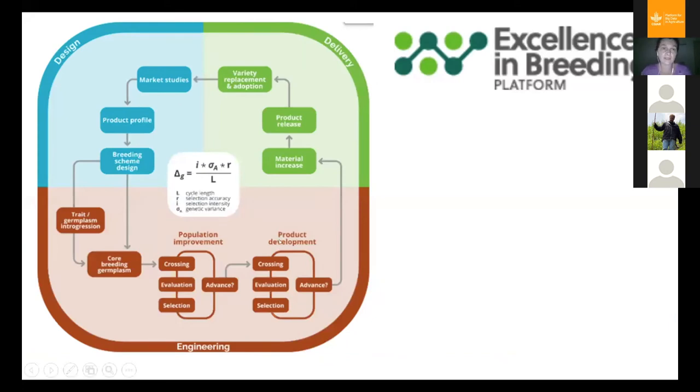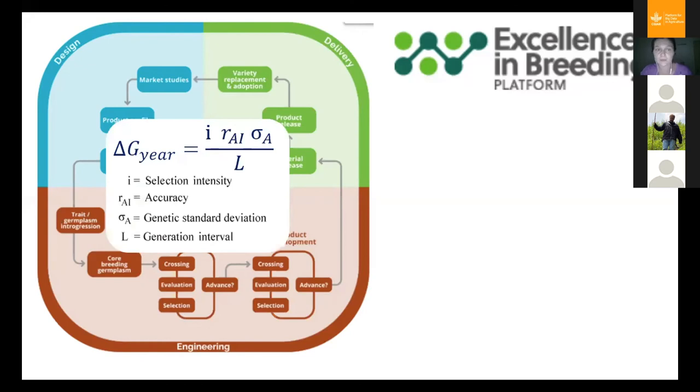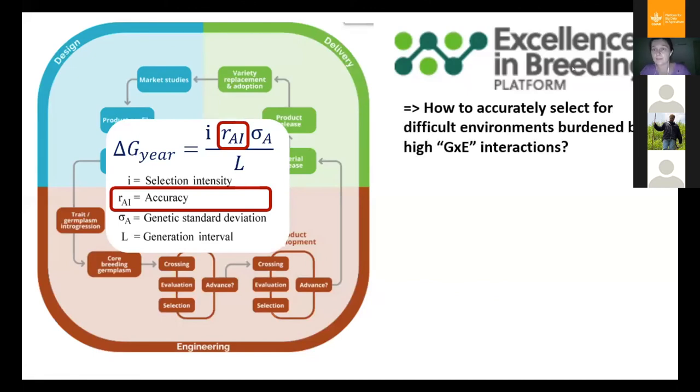So this scheme on the left is a little bit of visualization of which processes are involved, but you see that everything revolves around what we call the breeder's equation. This is the way crop improvement teams evaluate their success, meaning genetic gain, which in this case we can define for crop production. And that consists of the selection intensity, selection accuracy, genetic standard deviation, and the length of the generation progress. So with this TP and all these types of modeling exercises, we are trying to address this part of the equation R, the selection accuracy. Why it's important, I will try to move this here.